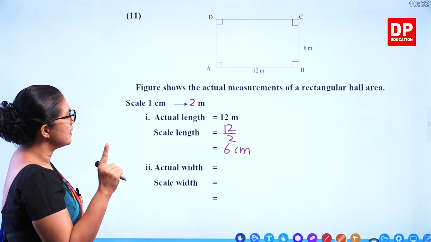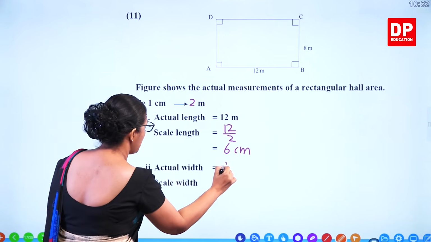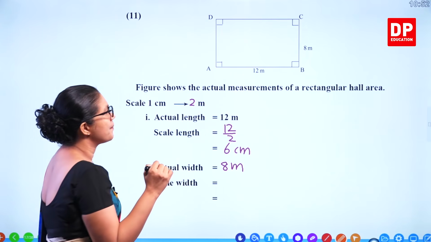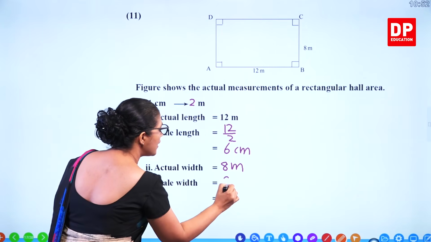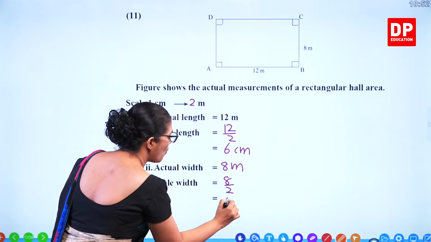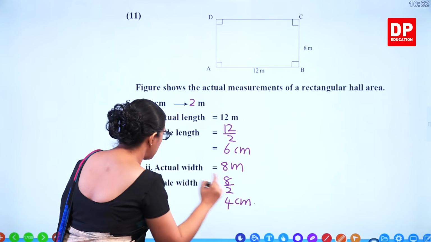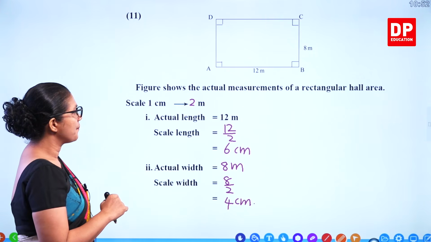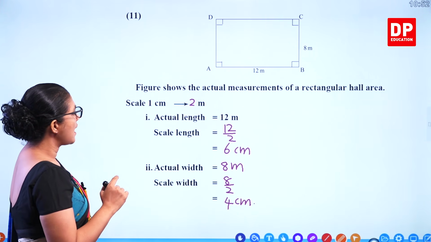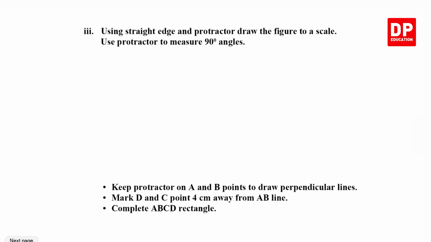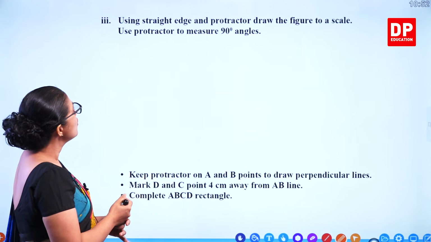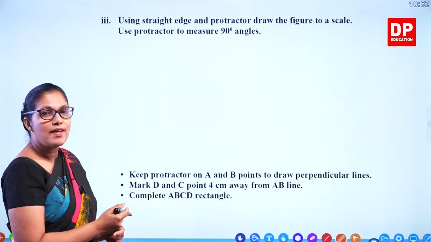What about width? That's 8 meters actual width. So when you divide by 2, you get 4 centimeters as the scale width. So 6 and 4. Using a straight edge and the protractor, draw the figure to a scale. Use the protractor to measure 90-degree angles.